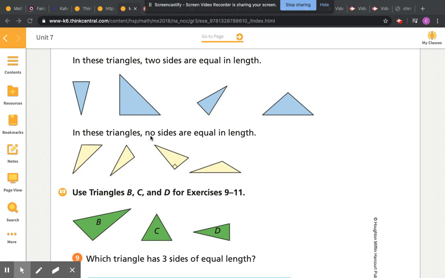In these triangles, no sides are equal in length. None of them, okay? So let's observe the first one here. As you can see, there's one side that's the largest, and then there's another side that is long too, but it's not as large as this one. And then the third side is even shorter than those two sides. Okay? Same with the other three triangles.